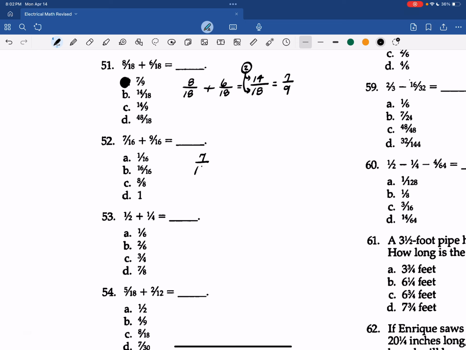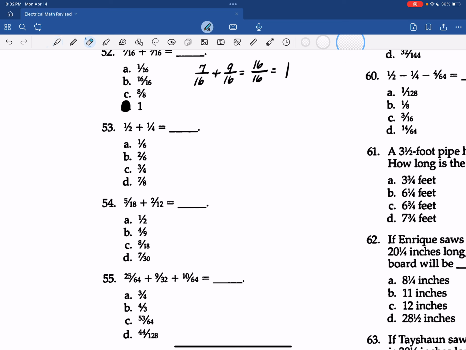7/16 and 9/16. Keep the common denominator, add the numerators, and 16/16 is equivalent to 1. Again, both answers are there, but I would go with the simplified one.